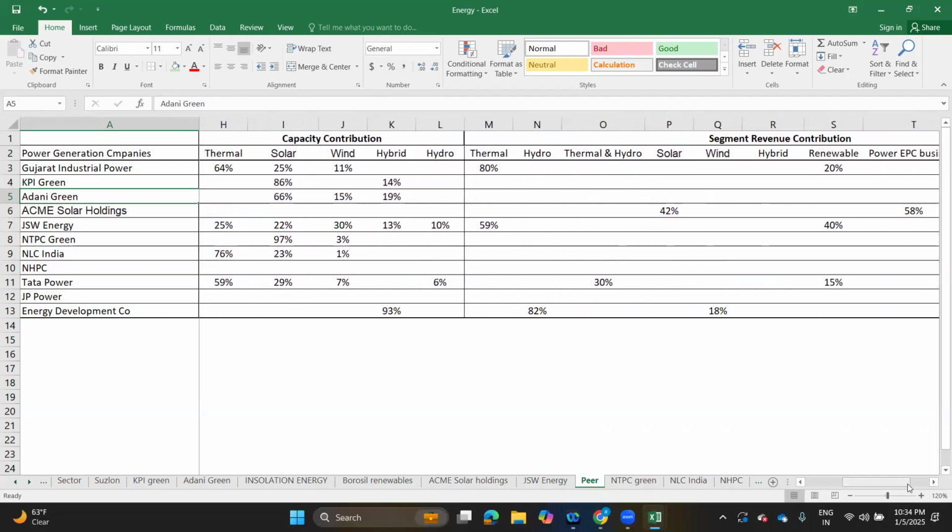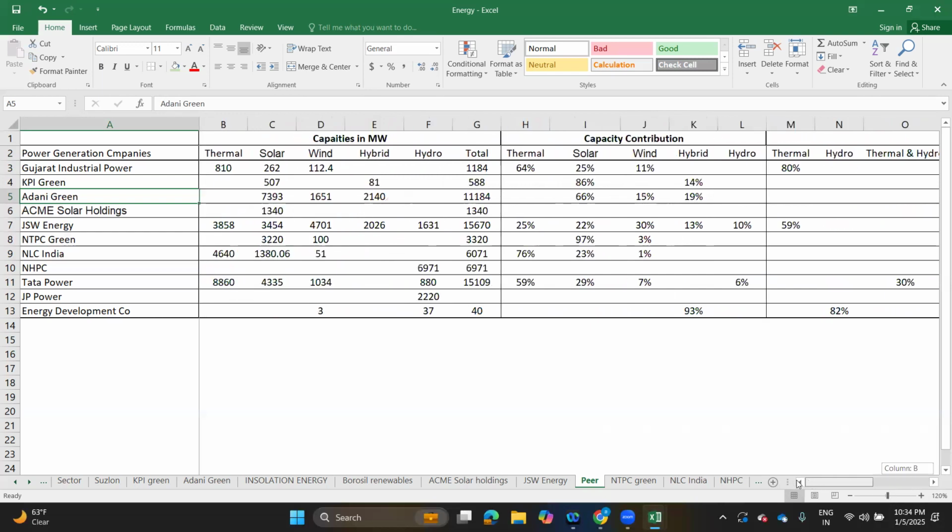Next one is Acme Solar Holdings. The entire capacity is solar. 100% is solar. Next one is JSW Energy. Very interesting. This is one of the biggest. 15,670 megawatt is the capacity of this particular company.